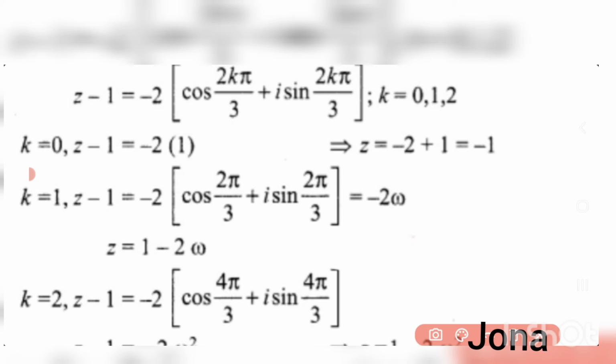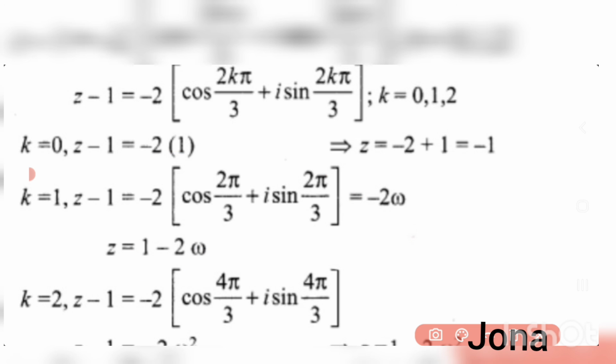Then put k equal to 1. So z minus 1 equal to minus 2 into, with k equal to 1, cos 2 pi by 3 plus i sin 2 pi by 3. Keep this minus 2 as it is. The value of this bracket is nothing but omega, which we already found in the previous exercises. So minus 2 omega. Now we take this minus 1 to the other side, it becomes plus 1, so z equal to 1 minus 2 omega.